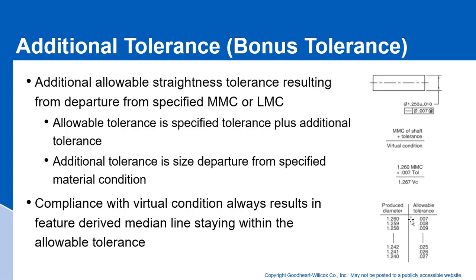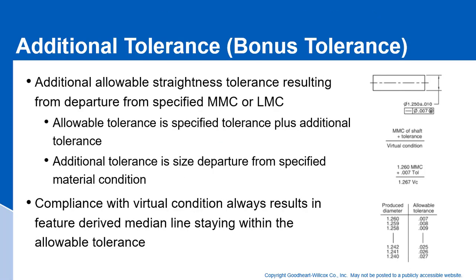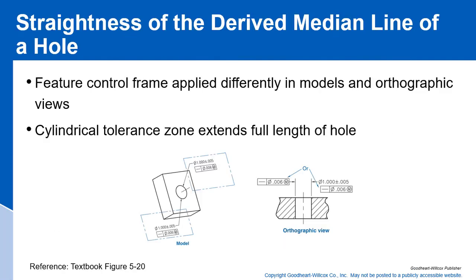So what happens here is you actually pick up some bonus tolerance. Like I'm saying, as you're down by 1 inch 240, you get 27 thousandths. That's one of the beauties of GD&T: you're ensuring that your parts fit, and you actually get more tolerance as you get away from the maximum material condition, which is where you start to lose the fit on the parts.